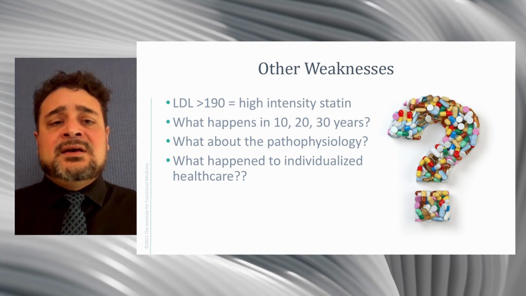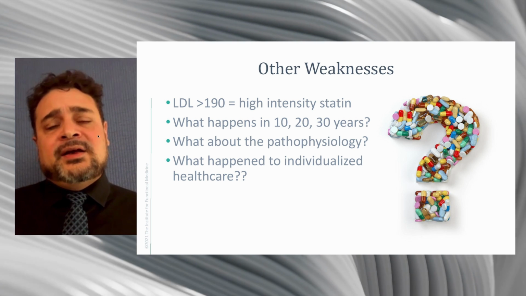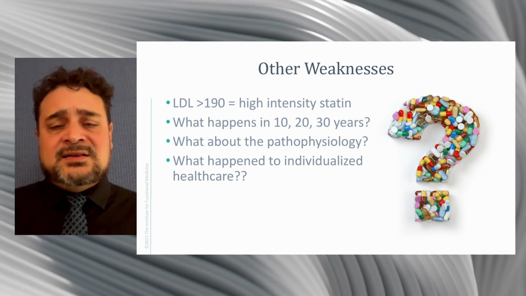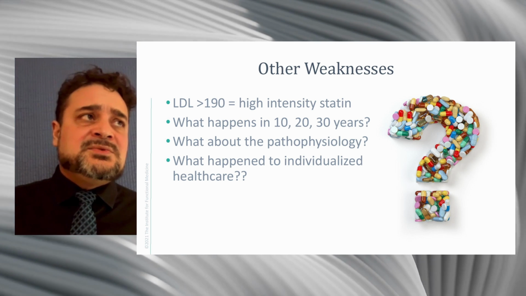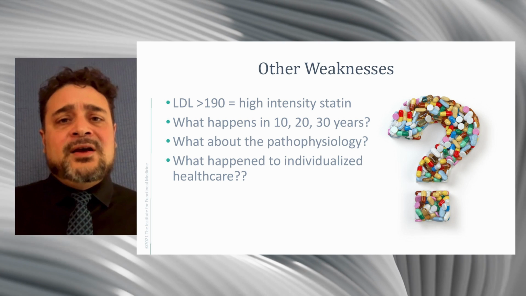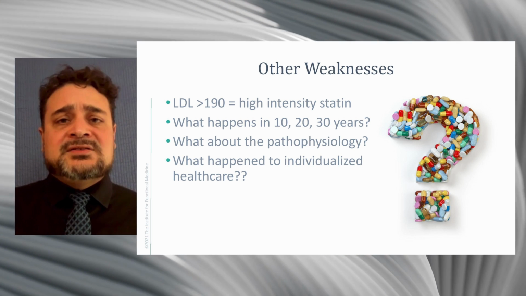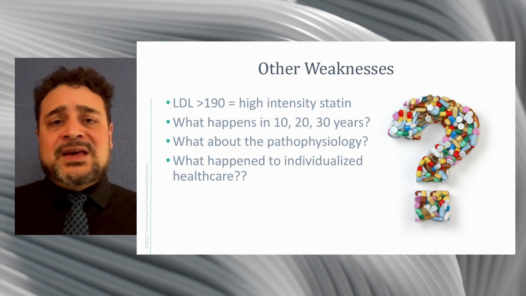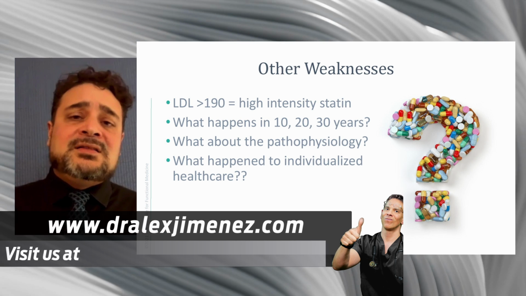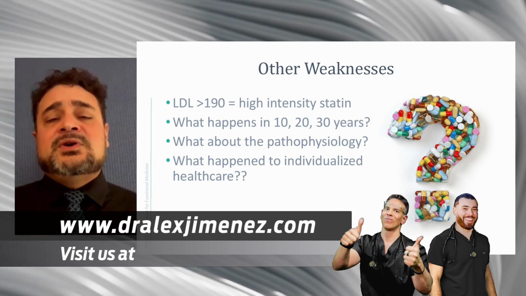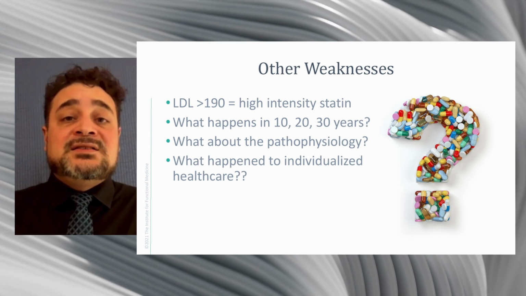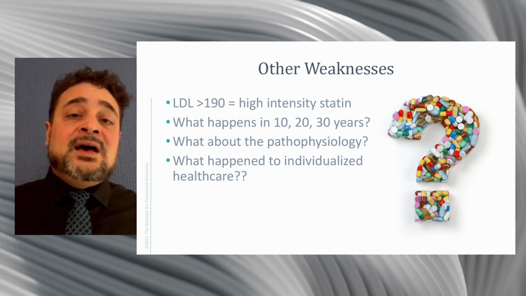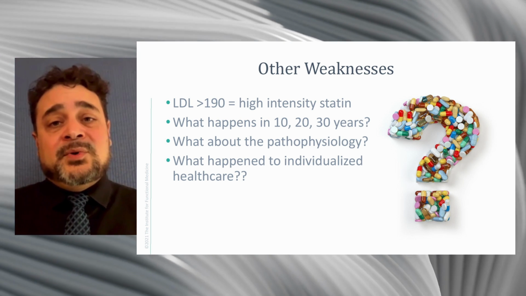Other weaknesses: if you have an LDL greater than 190, they say go right to high intensity statin. Well, what about intermediate? What about a small intensity statin? What if they're just so stressed out because of this pandemic and because of what's happening in the world that their body thinks that it needs cortisol, so it is revving up cholesterol so the body can make cortisol? What if that's the issue and they were fine before that? Now you're going to put them on a high intensity statin for the rest of their life?